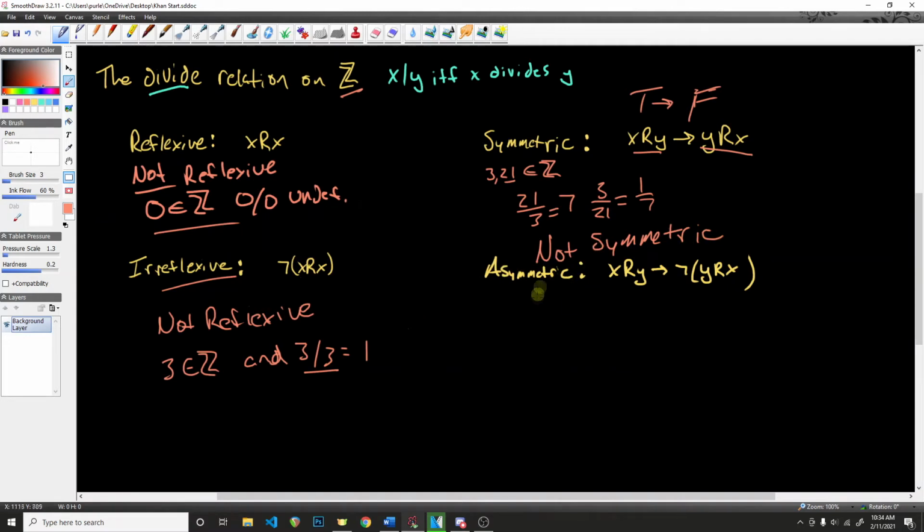Now, in order to prove that this is not asymmetric, in order for it to be asymmetric, this property has to hold for every single value of x and every single value of y.